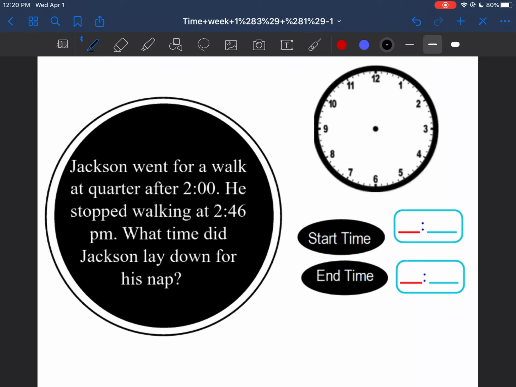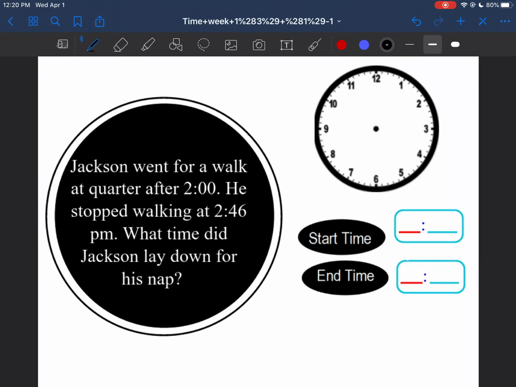Jackson went for a walk at 2:15. Okay, so this one's a little bit different than the one before, but that's okay because we're going to talk about it. He stopped walking at 2:46. What time did Jackson lay down for his nap? Okay. First of all, we have to figure out the start time. So what time did Jackson start going for a walk? Well, it says Jackson went for a walk at 2:15. Now, many of us are probably thinking, well, what does 2:15 mean?